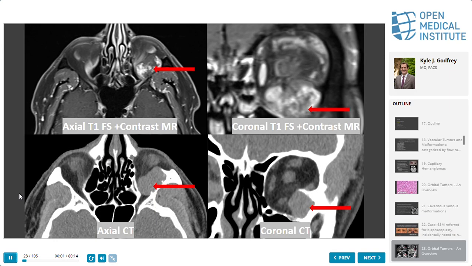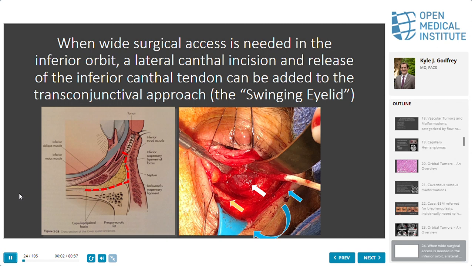On imaging, we actually ended up getting CT and MRI. You can see that patchy progressive enhancement within the lesion on MRI, and some bone remodeling here, but really a well circumscribed lesion. You can take your finger and draw a line around it very clearly. It was 1.6 size, consistent with a cavernous hemangioma.